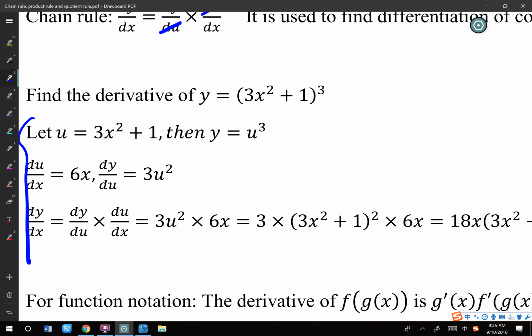Times, what's du dx? You need a relationship between u and x. 6x, right? That's your dy dx. Your dy dx equals 3u squared times 6x. What's u? I don't want u, I want x. U is something I created, so I want to make it back to x first. So u is 3x squared plus 1. What I have is 3 times 3x squared plus 1, to the power of 2, times 6x.